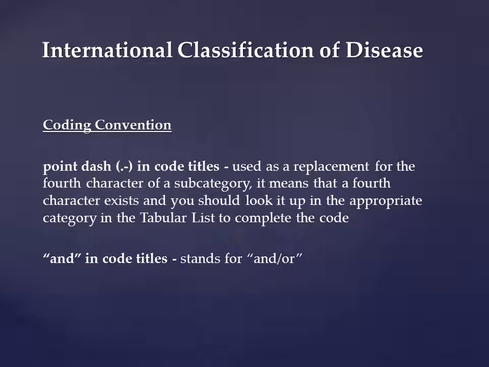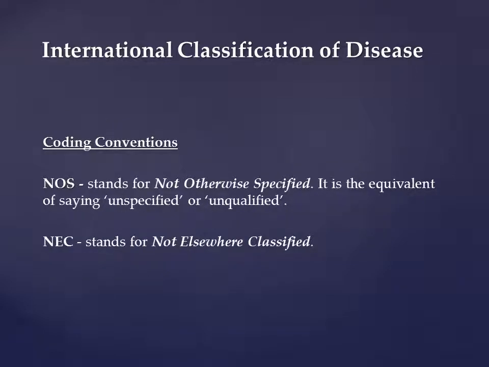Next one is the point dash. In code titles, it is used as a replacement for the fourth character of a subcategory. It means that the user should look it up for the specificity of the code. While "and" in the code title stands for "and/or". In addition to that, you might notice as well the NOS or not otherwise specified. It indicates where a disease or injury belongs if it is not qualified or if you have no further information to allow you to use a more specific 3 or 4 character code for a disease.